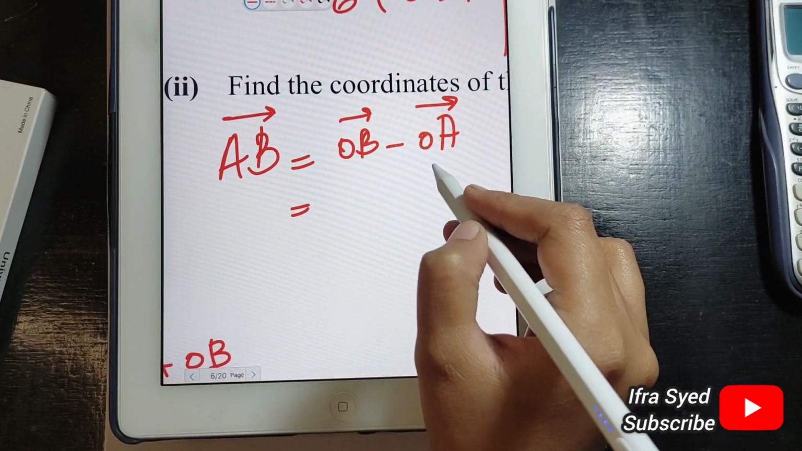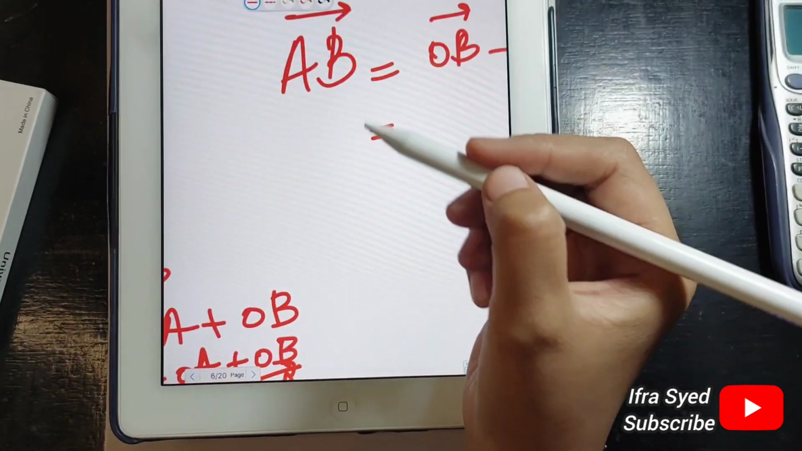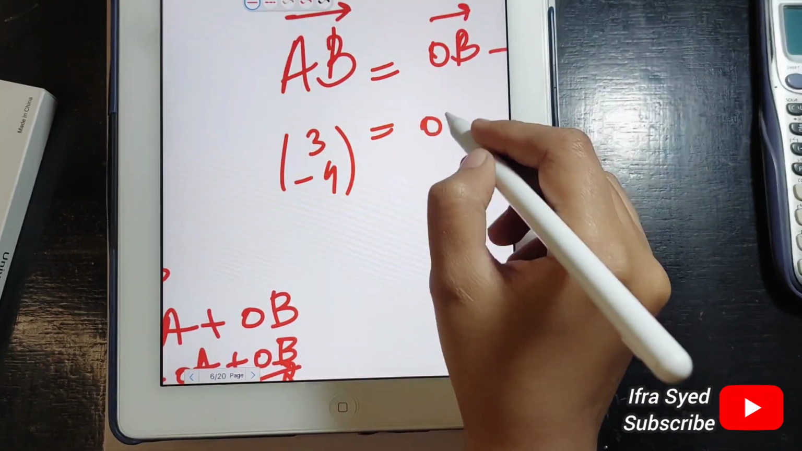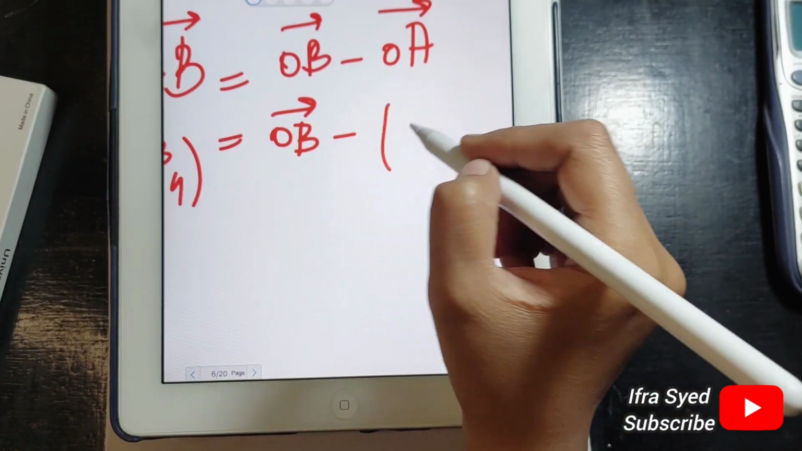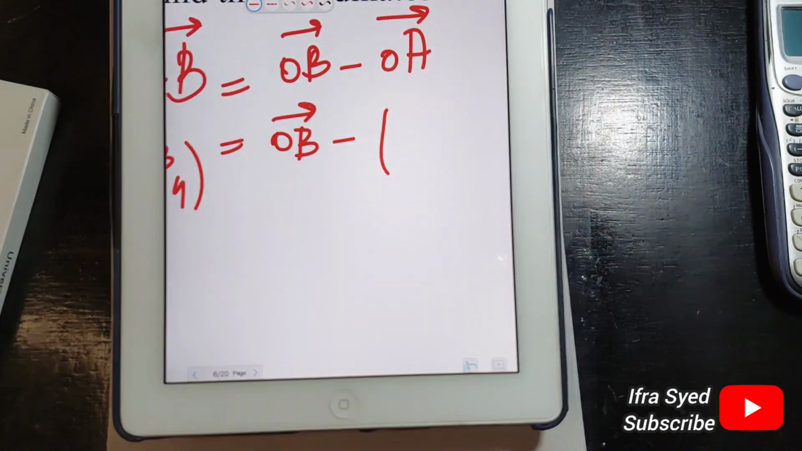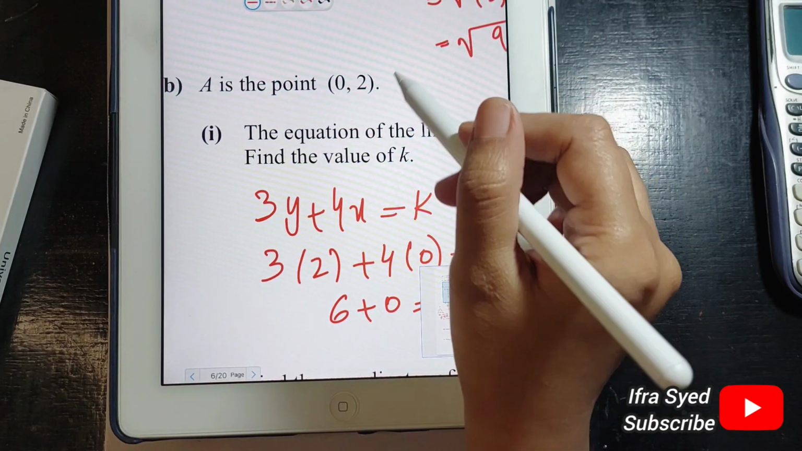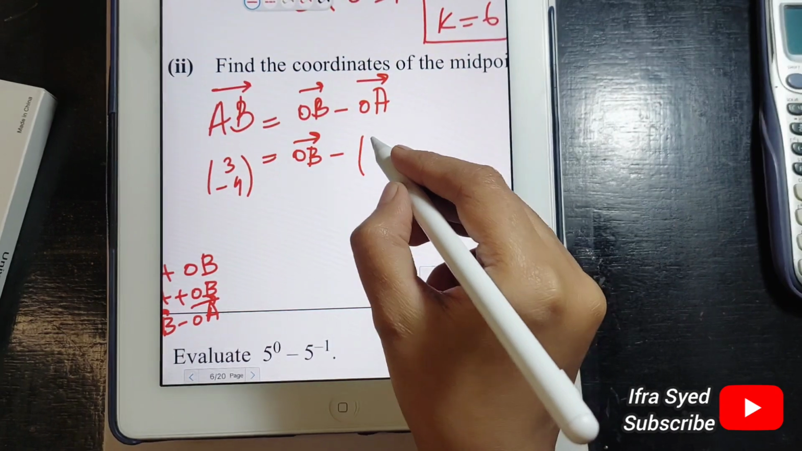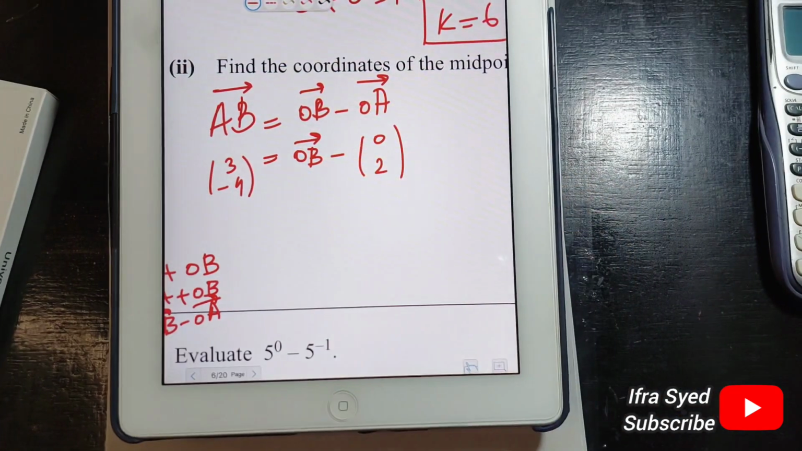The value of OA is already given and the value of AB is already given. So I'm writing these values in place of AB. The value of AB is 3, minus 4, and OB, and the value of OA is given. Let's check what the value of OA is. I forgot the value of OA. The value of A is 0, 2. So I'm writing here in matrix form the value of x is 0 and the value of y is 2 at OA. So these are the values of OA.